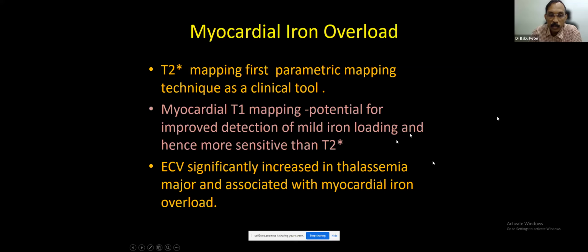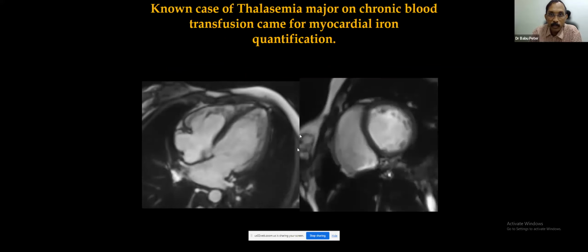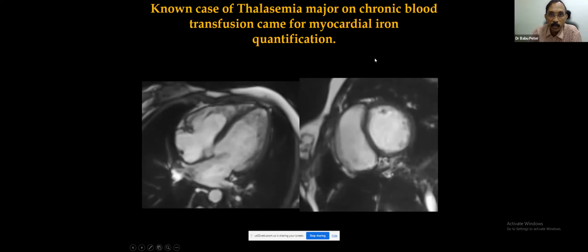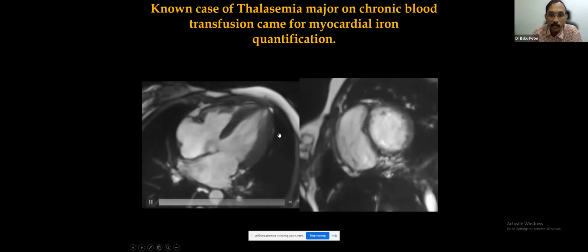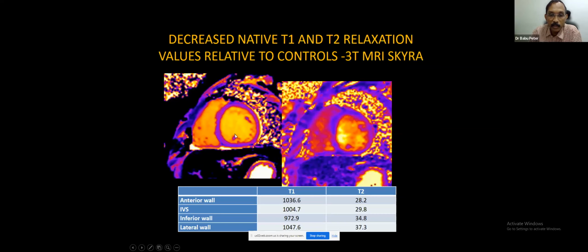And it has a potential role in 3 Tesla MR where T2 star is not used. ECV is significantly increased in thalassemia major and can be associated with myocardial iron overload. So this is a patient with thalassemia major and chronic blood transfusion, who came for myocardial iron quantification, and the T1 and T2 mapping revealed decreased T1 and T2 values.